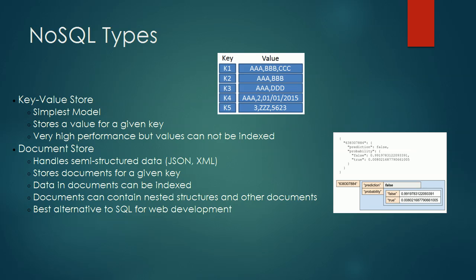Documents can also have nested structures or documents inside them. This allows for quick processing as no joins are needed. All the data for similar objects can be contained in one document. Due to this flexibility, document stores are perfect for web applications.